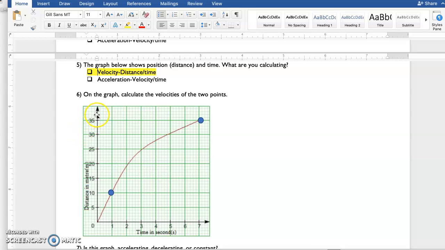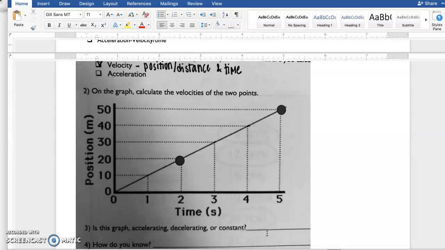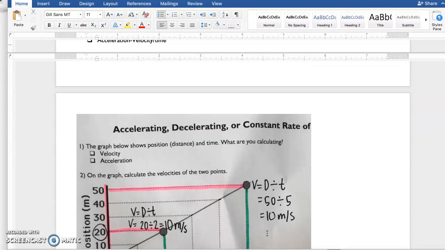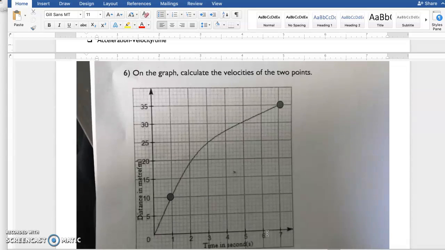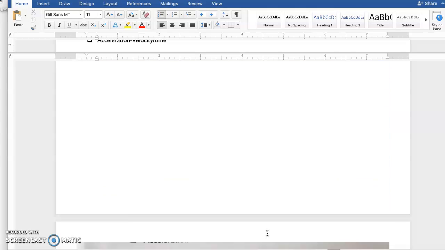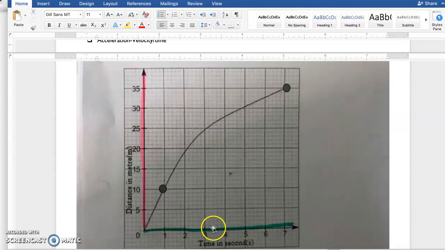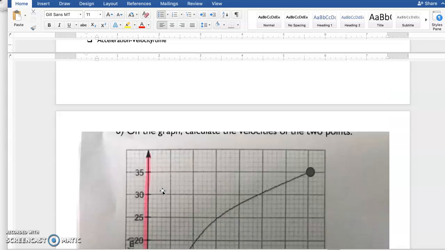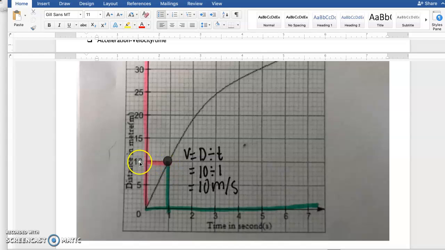Again, I mark this line red. This is distance, red. And time is green. So I'm sorry if I'm moving a lot. Okay, so here. Red and green. Again, to calculate velocity it is distance divided by time. So the distance is 10 because the distance is 10 here. And the time is 1. So 10 divided by 1 is 10 meters per second, okay?